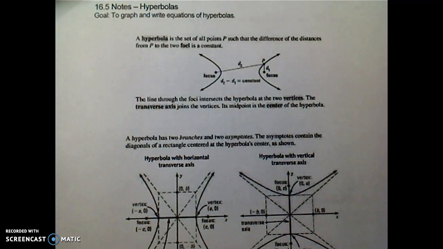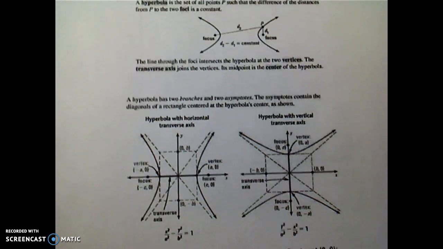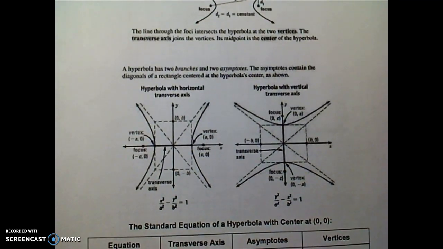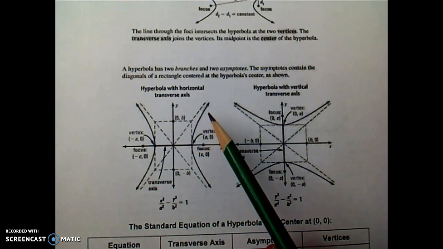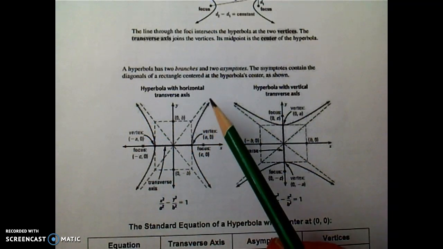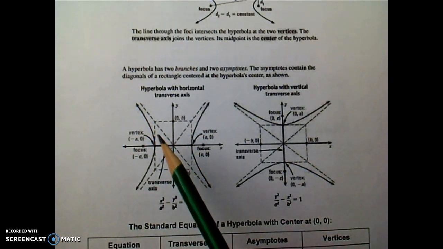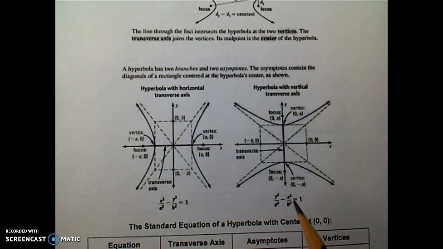The line that goes through the foci intercepts the hyperbola at the two vertices. And if you could imagine an axis running through the foci and the vertices, that would be your transverse axis. So we mentioned that a hyperbola has two branches. It also has two asymptotes. These are those imaginary lines that our graph will never touch. And you notice that the asymptotes make an X. They're the diagonals of a rectangle that has its center point at the center of the hyperbola.